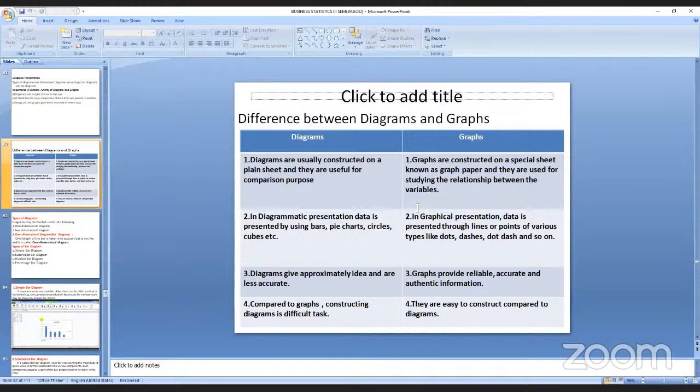From the x-axis, what are the values, and the y-axis. So you will be putting the points on the graph. We cannot do that on a plain paper. It can be done on a special graph sheet, the graph paper. And the diagram is also constructed on the plain paper. Is it clear? Yes, ma'am.